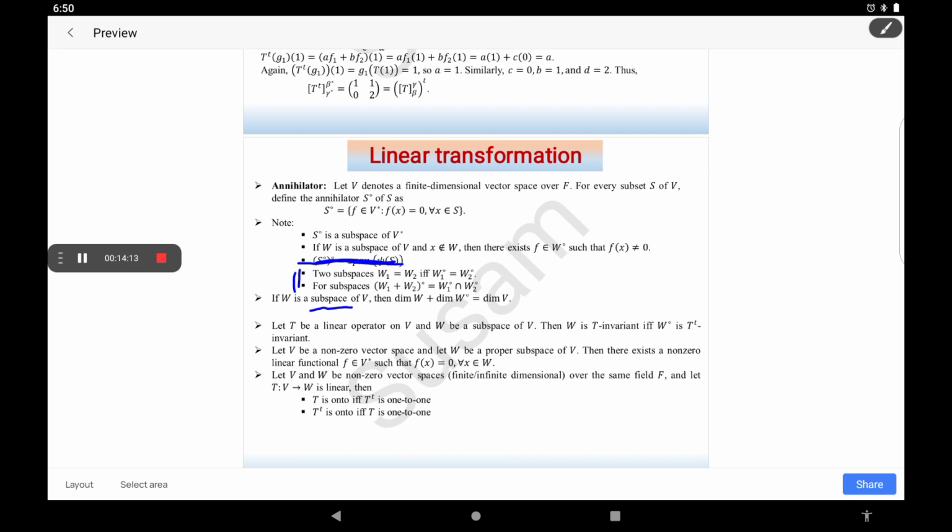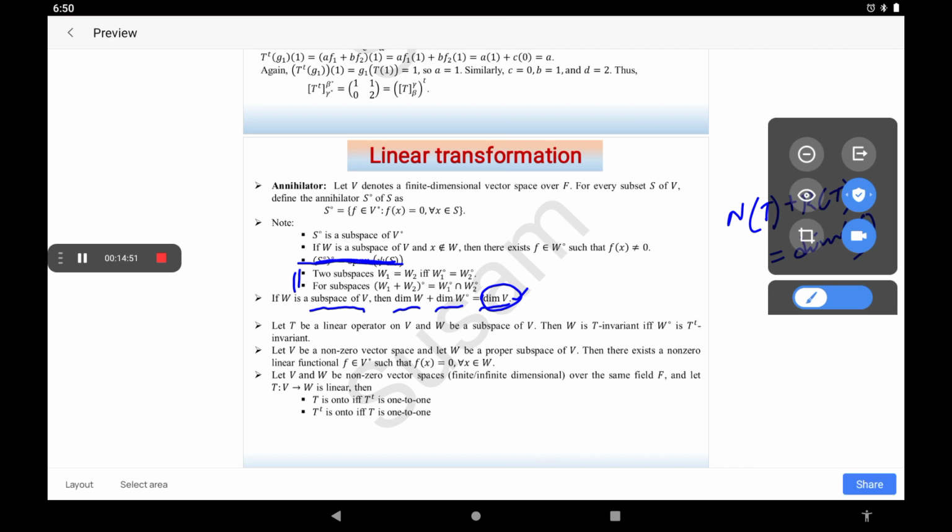Now, if W is a subspace of V, then the dimension of W plus the dimension of W annihilator equals the dimension of V. And what does the rank nullity theorem say? Nullity of T plus rank of T equals the dimension of V. And here you are getting another definition of the dimension of W: if W is a subspace and you note its annihilator, then the sum of their dimensions equals the dimension of V. Obviously V must be finite dimensional.